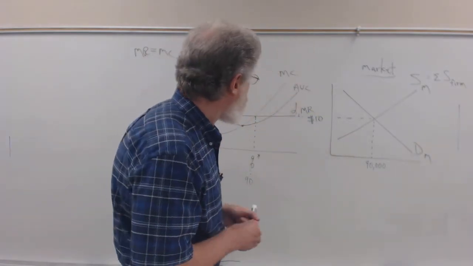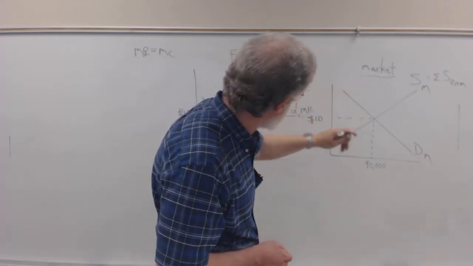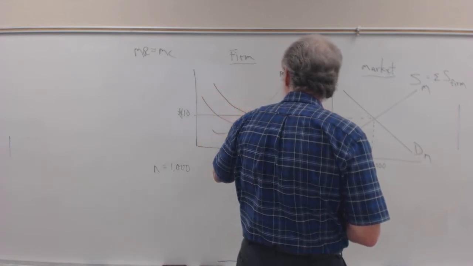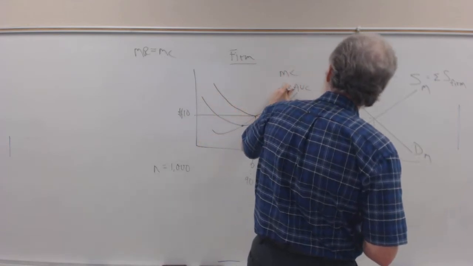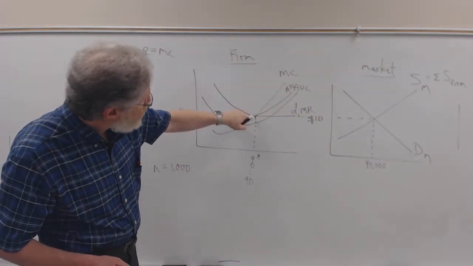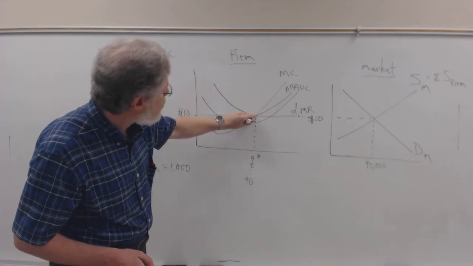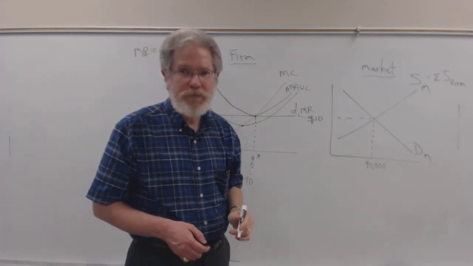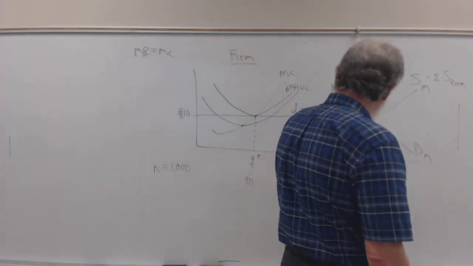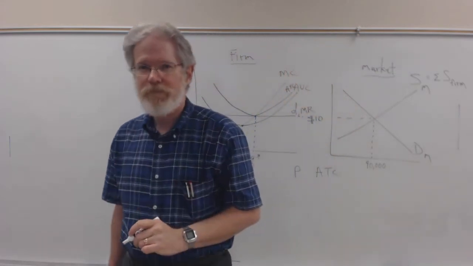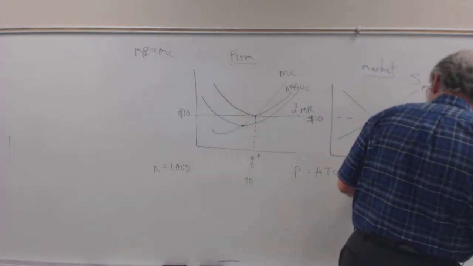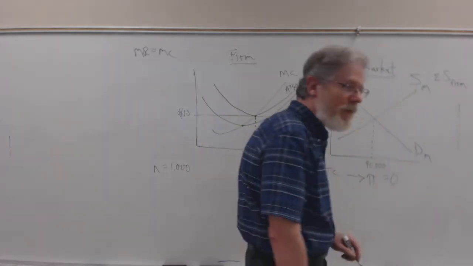We saw that in the long run, this is a long run equilibrium. It's going to look like this. It's going to be an average total cost curve that touches the demand curve at that point. In long run equilibrium, what's the relationship between price and average total cost? They're equal. And if they're equal, that means profit is zero.